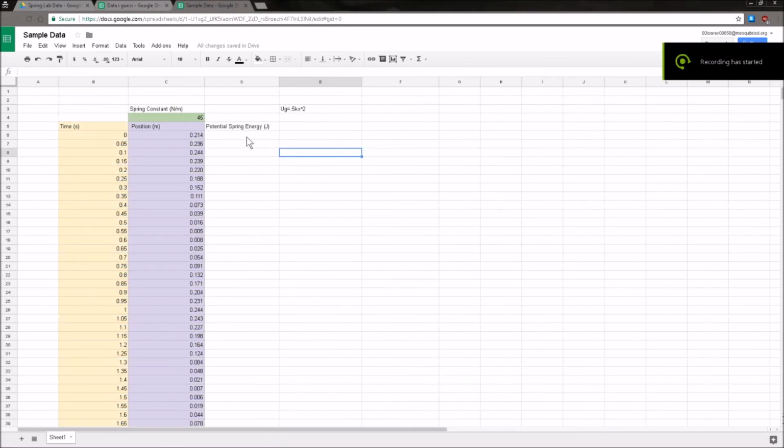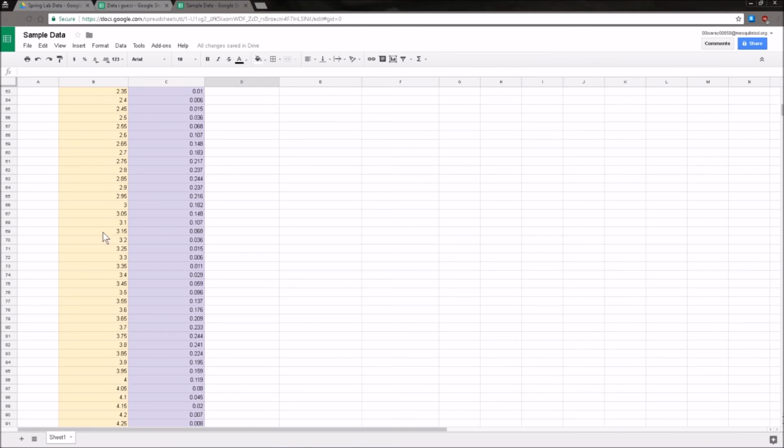I just wanted to show one more application of the Google Sheets formula function. So here we have the time and position data of an oscillating spring, and we're trying to calculate the potential spring energy at each point. Now there's 100 pieces of data here, and to do this by hand would frankly take a very long time. So we're going to use formulas.